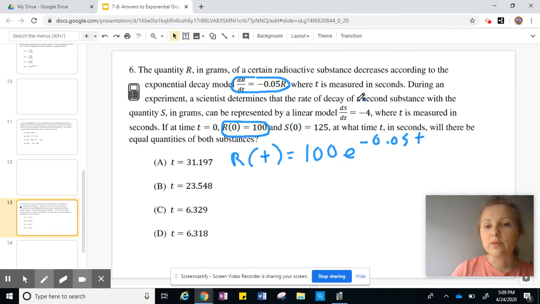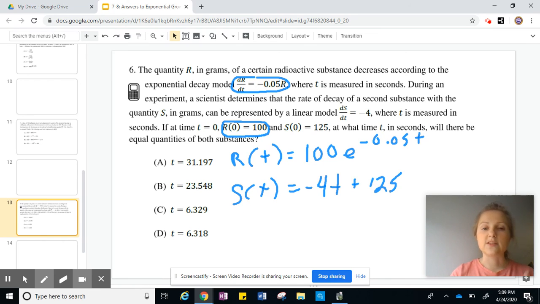For the second one, we've got a linear model again, so I don't think I need to show you again the integration to find that because it's a linear model, a constant slope, so it's going to be a linear equation. So ds dt is negative 4, which means our slope is negative 4. So s of t equals negative 4t plus C, which is 125.